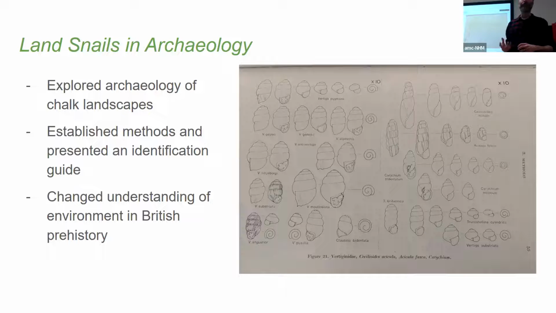But John was able, through the work he'd done, to set out a very detailed exploration of chalk landscapes and also some blown sand landscapes, which had been the subject of a paper he had published the year before in 1971, and to establish the methods, essentially repeating the methods that Sparks had established, but to codify them into a manual for archaeologists to understand. And he presented an identification guide as well.